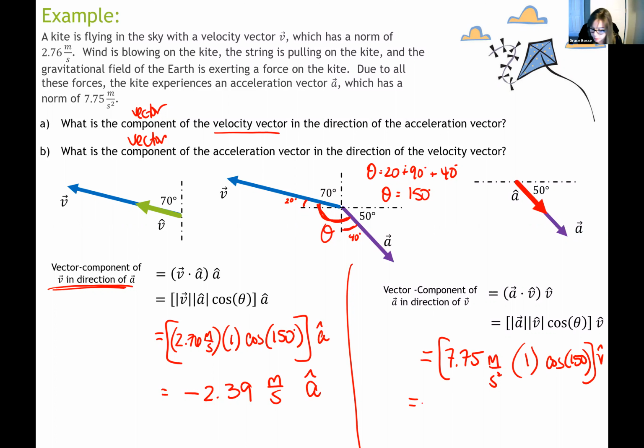So again, I just plug some stuff into my calculator, and I get negative 6.71 meters per second squared. And those are my two components. I hope that example showed you the method of finding the component of a vector in the direction of another vector.